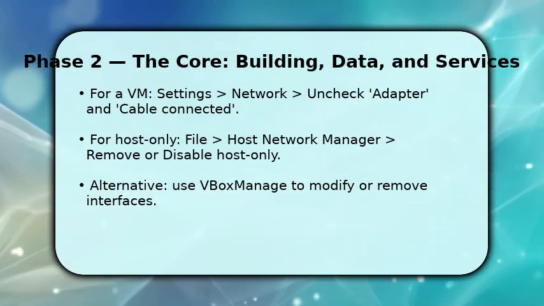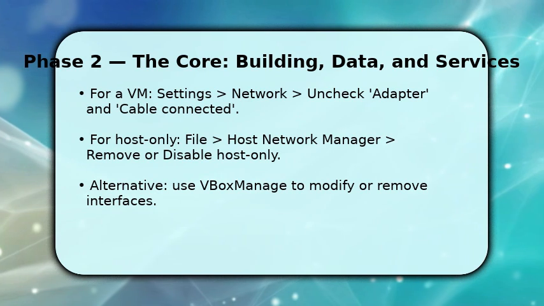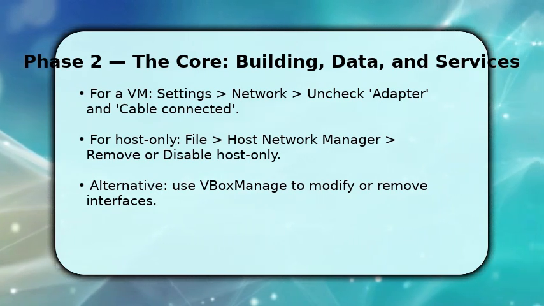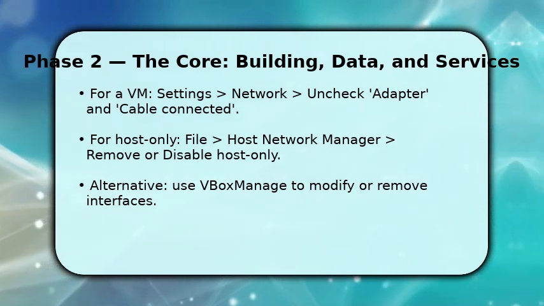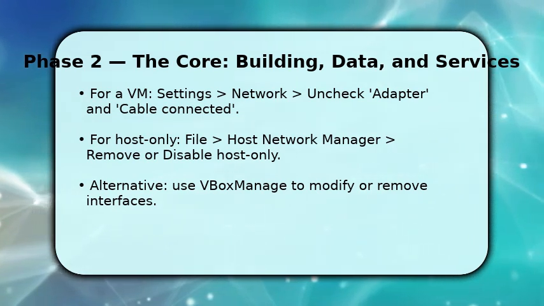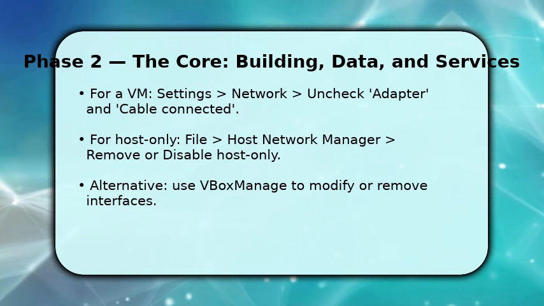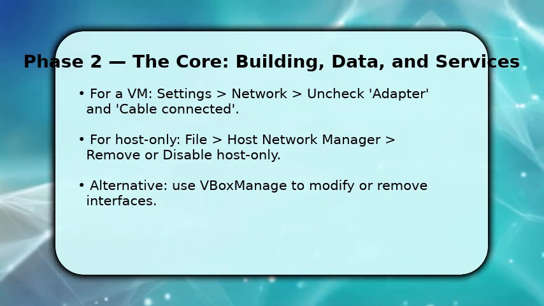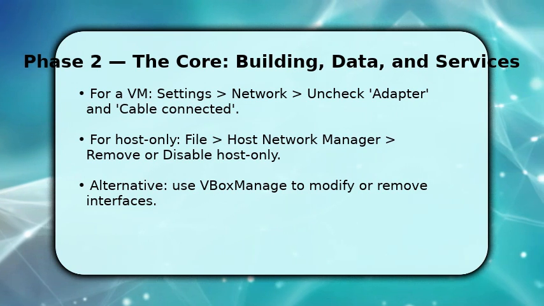For a single VM, open that VM's settings, go to Network, and uncheck the adapter or the cable-connected box. This stops the VM from using VirtualBox networking. For the host-only adapter, go to File, Host Network Manager, select the host-only interface and click Remove or Disable.